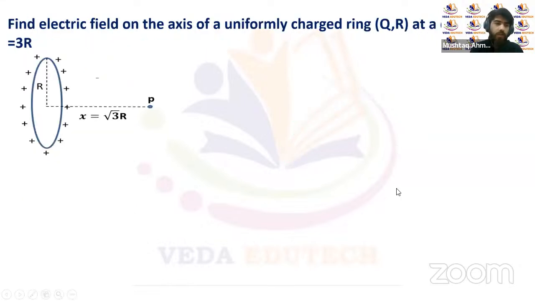Moving on to the next question, the question is with respect to the electric field on the axis of a ring. The question is: find the electric field on the axis of a uniformly charged ring. We have a uniformly charged ring. The total charge on this ring is q, and the radius of this ring is capital R. We have to find the electric field on the axis of the ring at a distance x equal to root 3 R. At this distance, we have to find the electrostatic field.